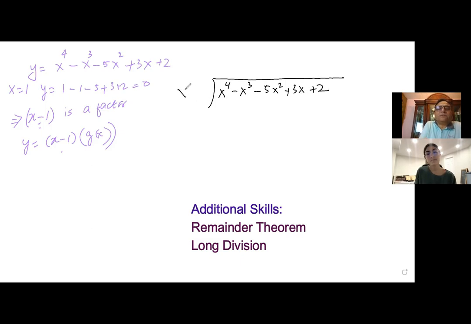And we are dividing by x minus 1 since we know x minus 1 is a factor. So the quotient will be the other factor, which will be cubic in nature. Get the idea? Kind of. I'm really confused. Okay, let's go through it.